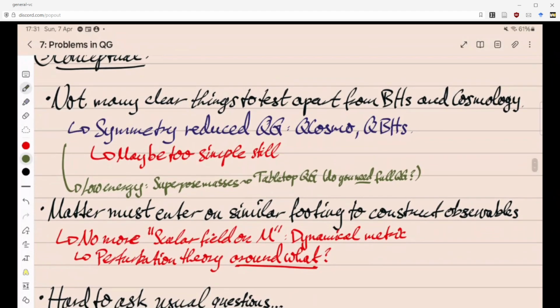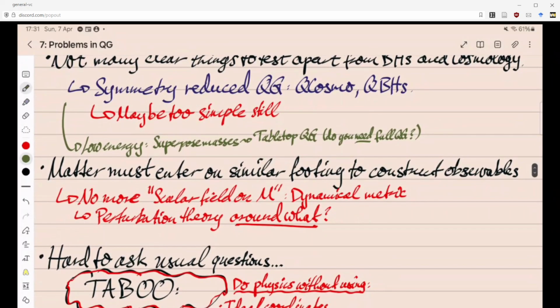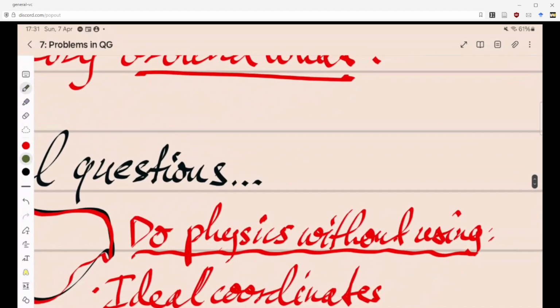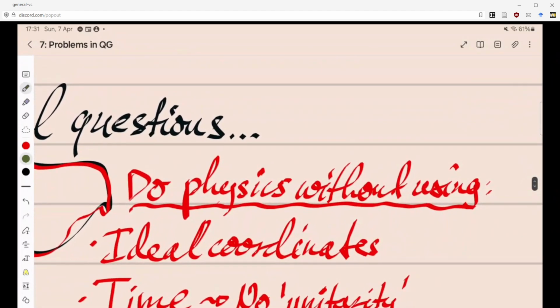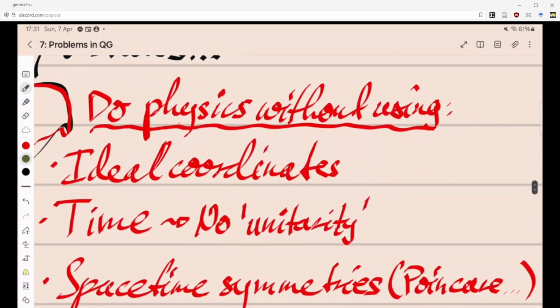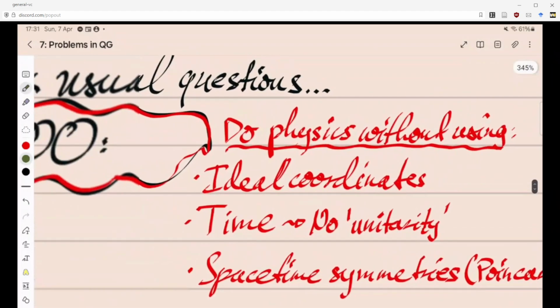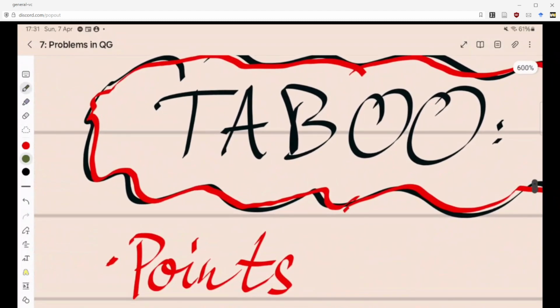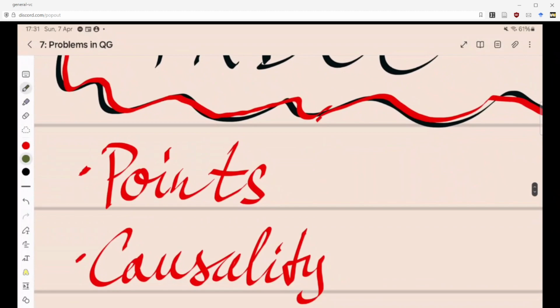Now, on top of that come the usual hard questions of QG. For this, I would like to invite you to a game of Taboo and try to do physics without using ideal coordinates or time, so you don't have anything like unitarity. Try to do it without spacetime symmetries. Good luck defining what a particle is without this. Also, try to do that without points. You can no longer say where you evaluate a scalar field. Where is a point? What is a point? And good luck talking about causality when your metric can be literally anything.